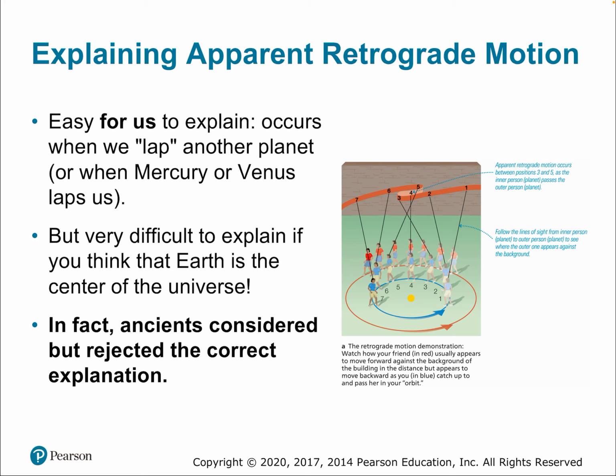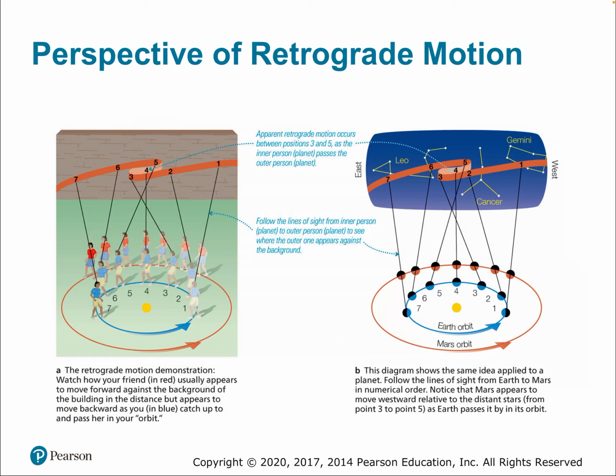Well, what they never thought of is how far away the stars are. The stars are such vast distances away that there's no observable parallax of them relative to each other. Whereas the planets are close, so we do see the parallax of the planets. Okay? So here's the idea. This is lapping someone in the literal sense of a racetrack and how that person would appear to be oriented differently relative to the wall in the background, the brick wall. And the same idea as Earth laps Mars, Mars appears to be at different points relative to the backdrop of constellations.